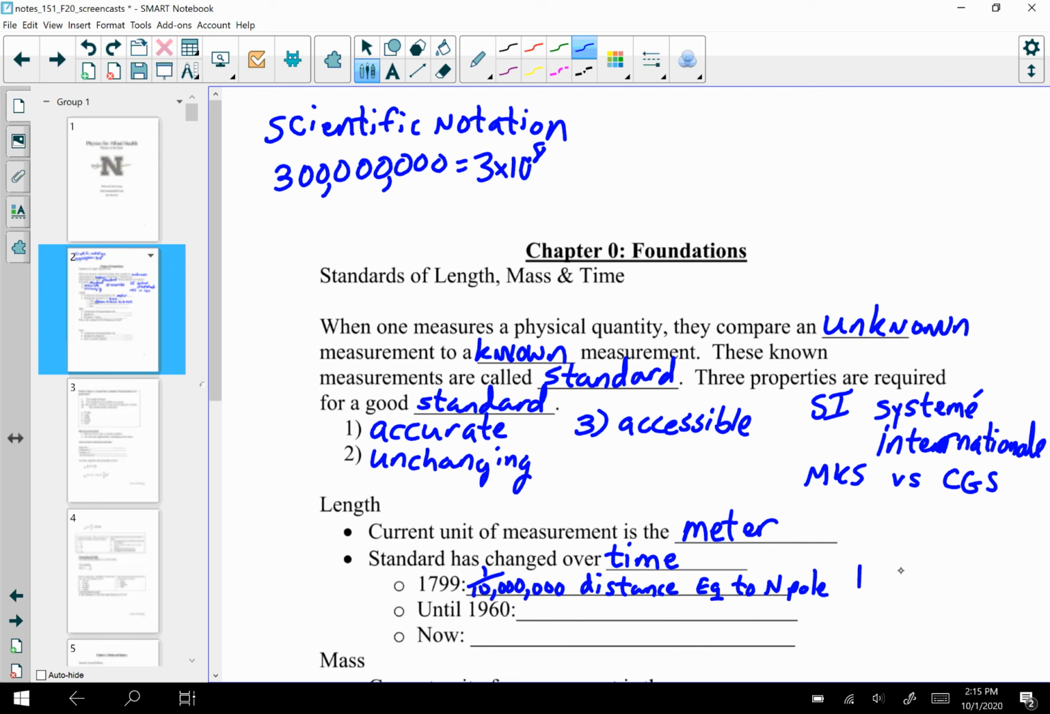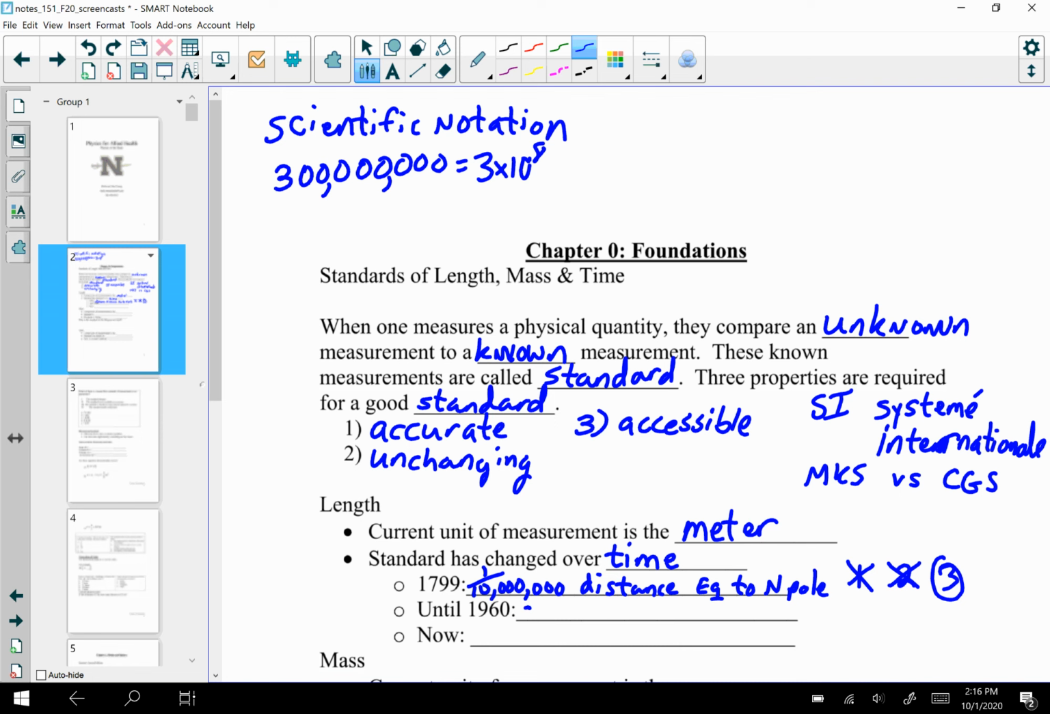And if we think about those three requirements for standards, is it accurate? Can you use this standard to measure, say, the width of the human hair or the diameter of an atom? No, it's not accurate to measure those very small distances. Is it unchanging? Not unchanging either. It actually depends very closely on the shape of the Earth at a particular time, and we know now that the shape of the Earth actually does change depending on the position of the moon, and then also where you measure that distance from the equator to the North Pole. It is accessible to everyone, so it's got that going for it at least.